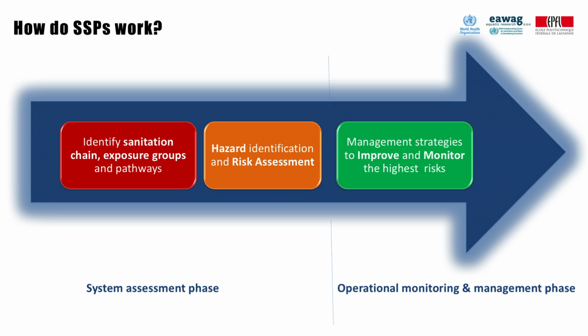So how do SSPs work? First, we need to understand the system we plan to manage. This is referred to as a system assessment phase, where the sanitation chain and exposure groups and pathways are identified and expressed as hazards. Risks are assessed, and when they are unacceptable, improvements are designed to reduce them. This approach ensures action is prioritised according to risk. Monitoring and management using multiple barriers along the chain ensure that the whole system is operating as intended.